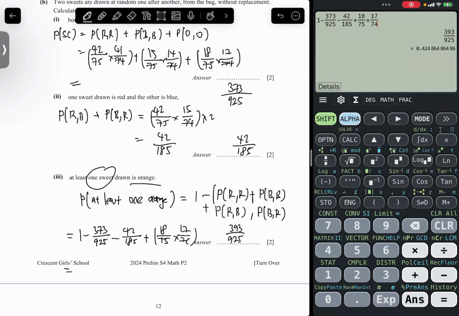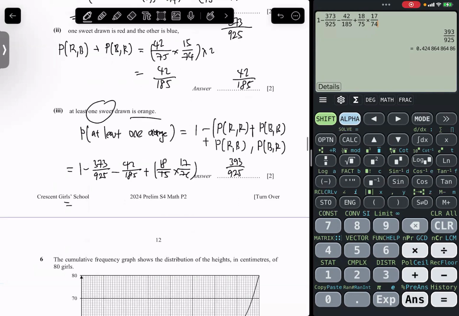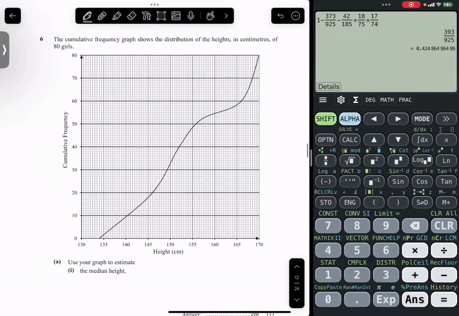Okay, now of course you can have a different method of doing this, okay, but I'm just lazy and go for the shortest method. Okay, question 6. The cumulative frequency graph shows the distribution of the height in centimeters of 80 girls. Use your graph to estimate the median height of the 80 girls, right?